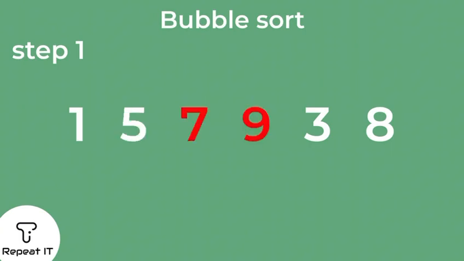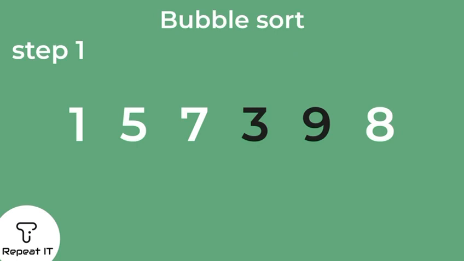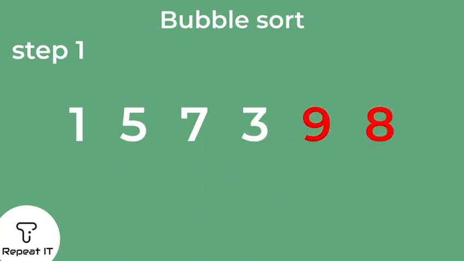Third action in step 1 is comparing next two numbers, 7 and 9. In this case, 7 is lower than 9, and they should stay on their own spaces. Now, we should compare 9 and 3. Here, 9 is greater than 3, so they should be changed. Next step is comparing next two numbers. It's 9 and 8. Here, 9 is greater than 8, so they should be changed.